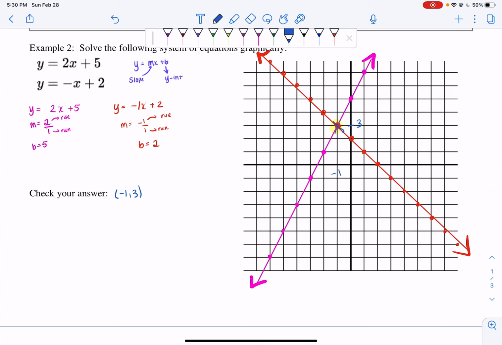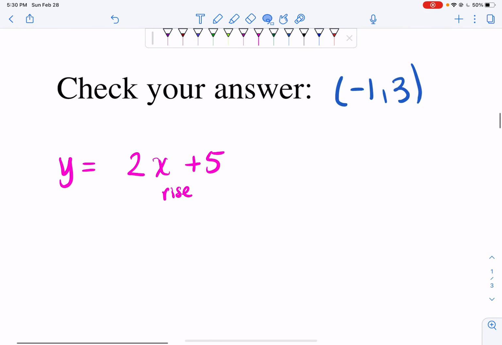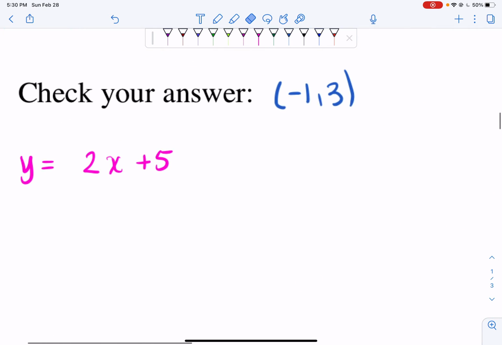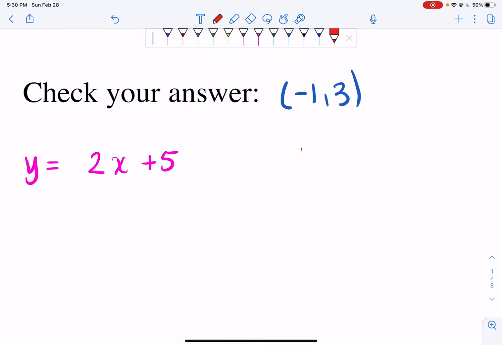So my equations are y equals 2x plus 5 and y equals negative x plus 2. What I'm going to do is copy the equations. So I have my y equals 2x plus 5. And then I have y equals negative 1x plus 2. And if we remember, this will be our x value. This will be our y value. So everywhere I see a y, I'm going to plug in a 3.